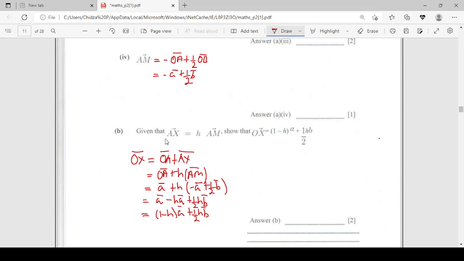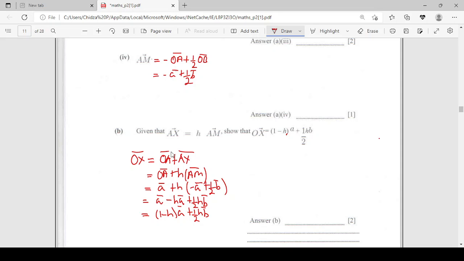It reads, given that AX is hAM, show that OX is equal to (1 minus h)A plus half hB. Now, you are to show what OX is, but you're given AX. So what that simply means is, the path that you are going to take to move from O to X, you must pass through AX.